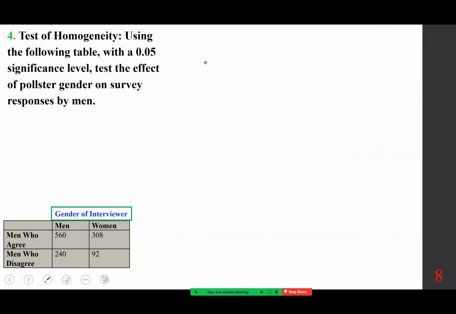All right, test of homogeneity. Using the following table with the alpha of 0.05 significance level, test the claim. Test the effect of poster gender on survey responses by men. So we have men who agree, men who disagree, and the gender of interviewer is men versus women, so the results are different.